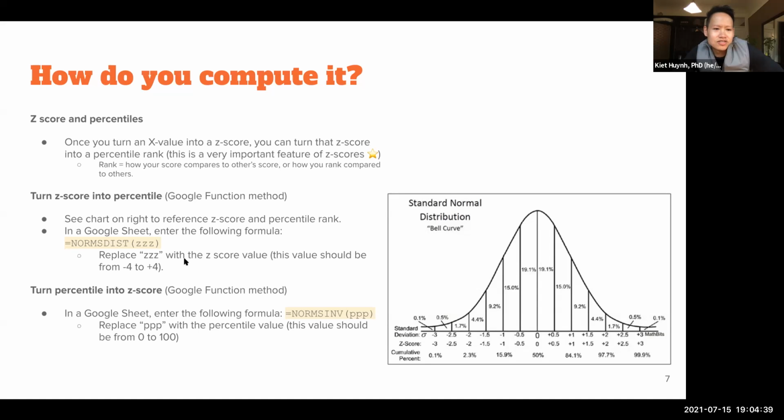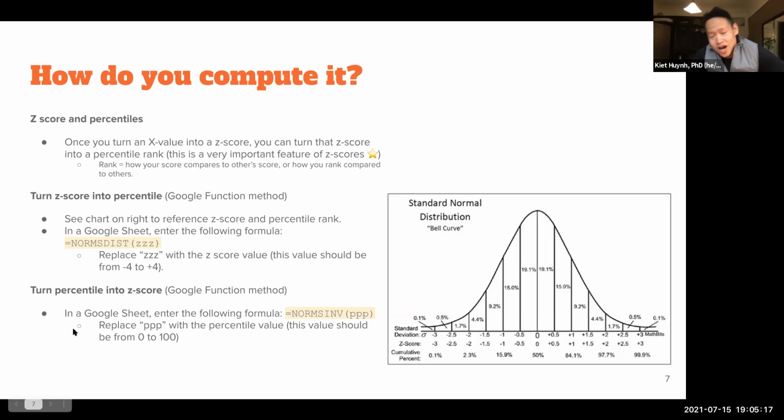So how do you turn a z-score into a percentile? You basically go into the Google Sheet and you put in this formula right here. Equals NORM.S.DIST, parentheses, ZZZ, parentheses. And you replace ZZZ with the z-score that you want to turn into a percentile rank. So z-scores usually range from -4 to +4. Most of them are from -3 to +3, but sometimes it could be even higher, up to -4 and +4. But the range of a z-score, you remember the range is from -4 to +4.